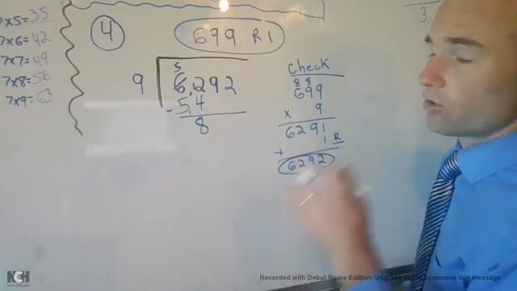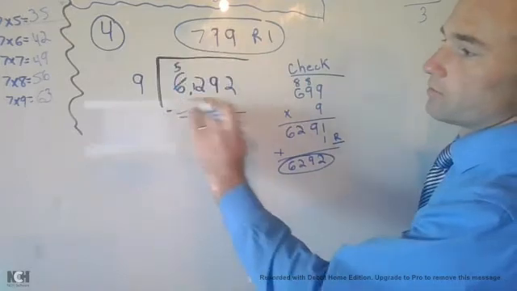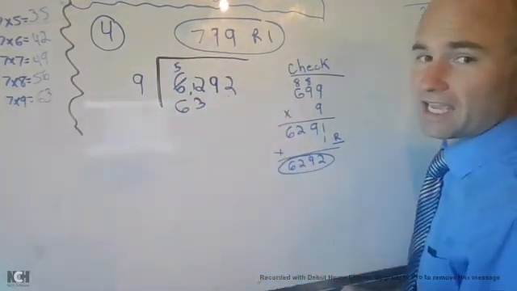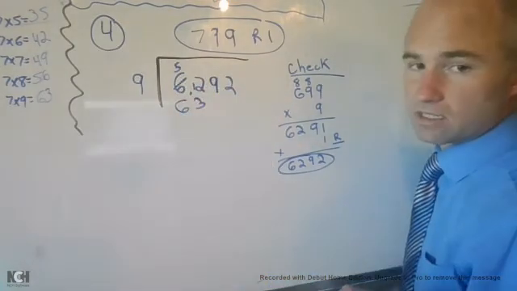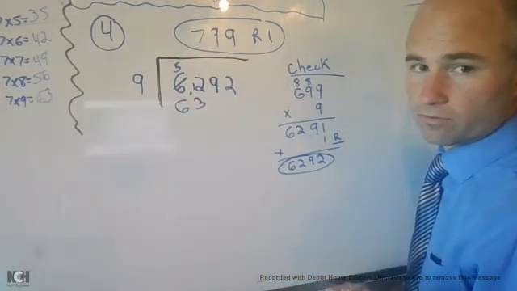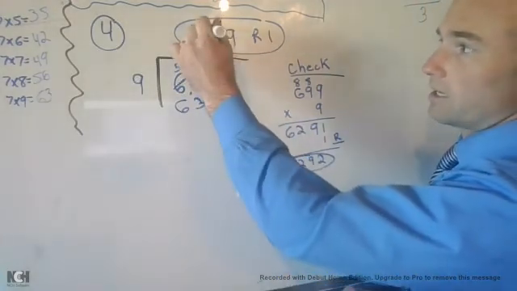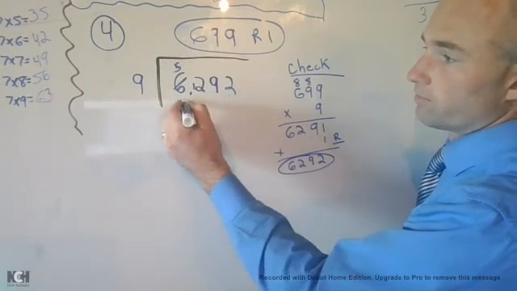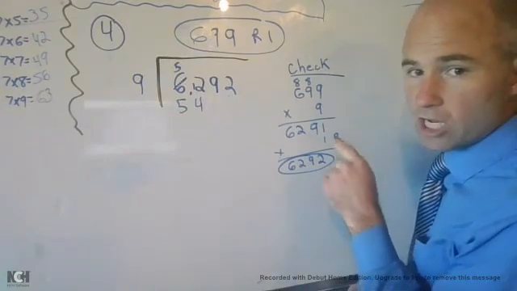Okay, but also you can't go over either. So let's say I thought it goes in 7 times and it gets 63. I can't take 63 away from 62. So I can't go over either, which is also why 6 is the answer, or 600, and you get 54. Okay? And don't forget to be checking your answers.